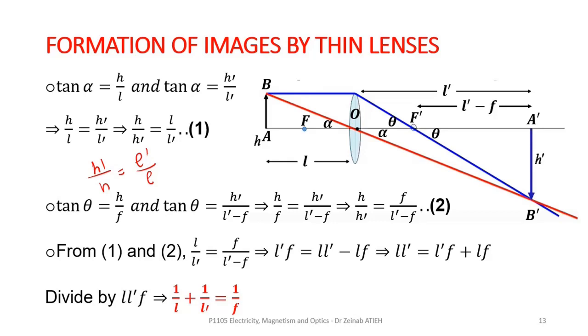But if I take the signs into account, then for AB and A prime B prime, if AB is erect, A prime B prime is inverted. So if I want to write them as gamma, with signs, A prime B prime over AB will give me minus L prime over L. This minus sign is simply because the image A prime B prime is inverted with respect to the object. Okay, so we get this formula.